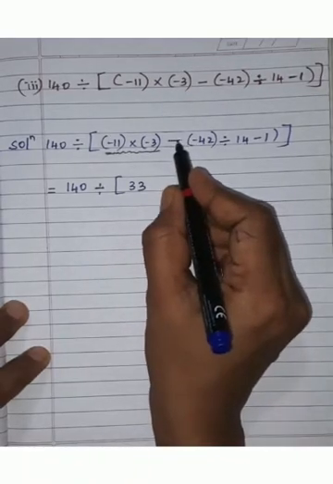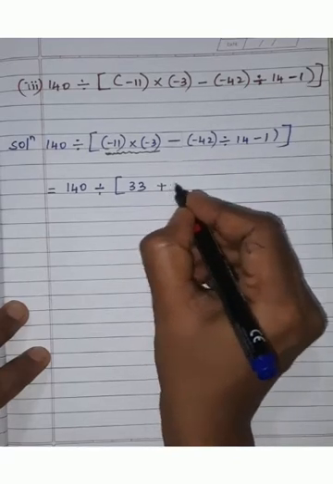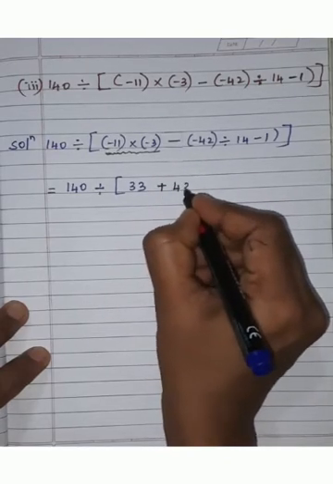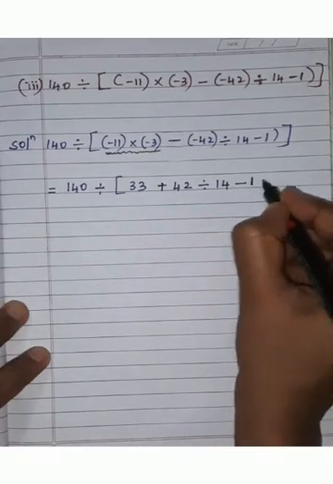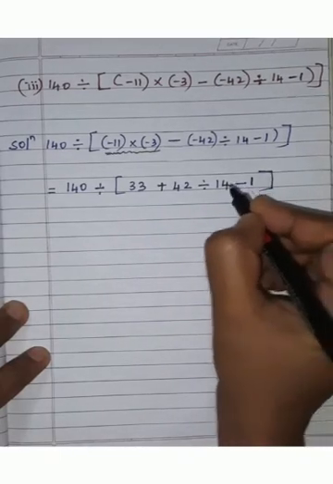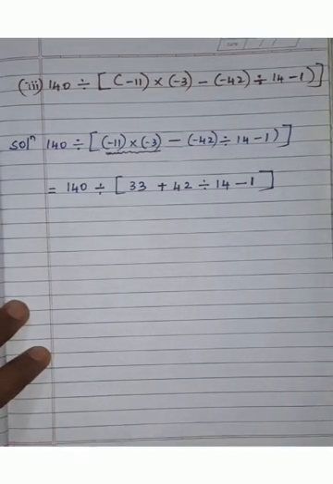Then here we have minus sign. Here also we have minus sign. So minus into minus, children, it is plus. Okay, plus 42. Then divide by 14. Then minus 1. Okay, close the bracket. Is that clear, children, what I did?